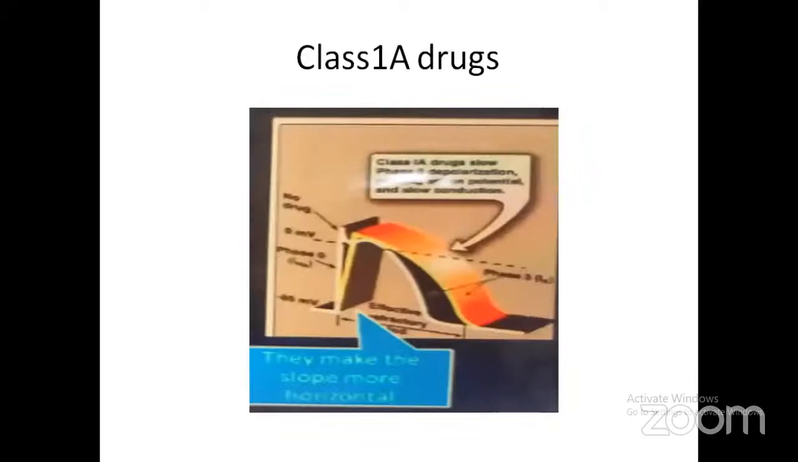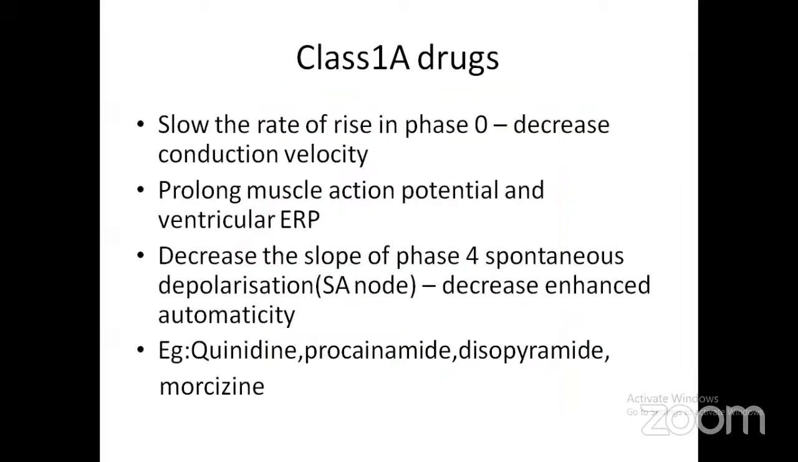Class 1A drugs slow the rate of rise in phase 0, which causes a decrease in conduction velocity. They prolong the action potential and ventricular effective refractory period. They decrease the slope of phase 4 spontaneous depolarization in the SA node and cause decreased automaticity. Examples are quinidine, procainamide, disopyramide, moricizine.